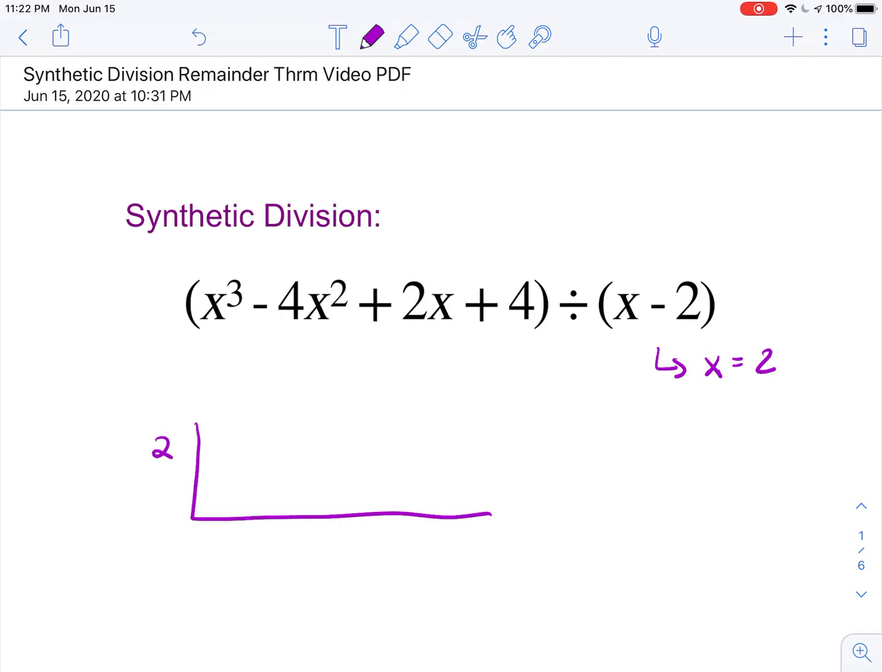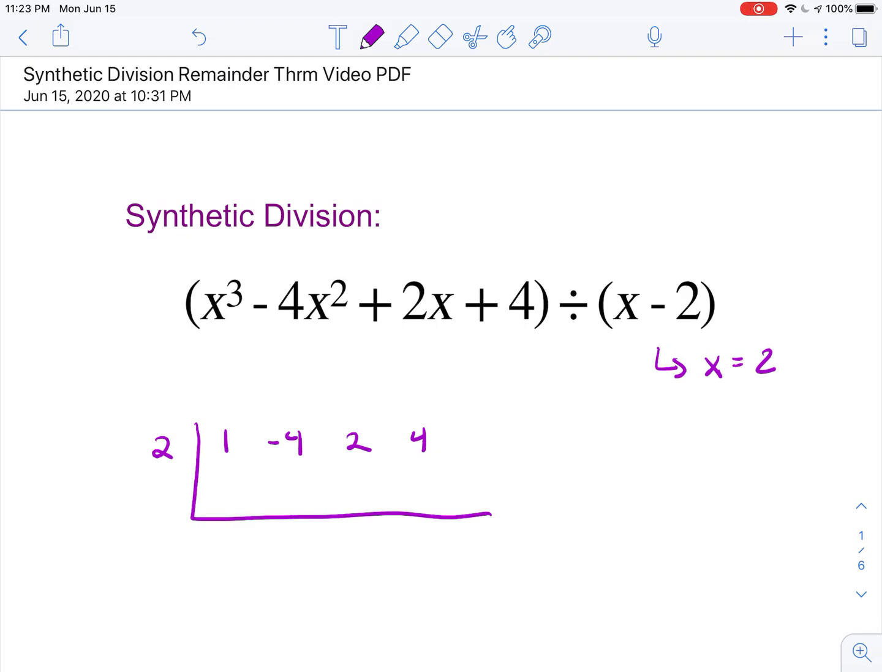Okay. Now, as for the polynomial itself that is being divided, we are going to take the coefficient of every term in order from exponents highest to lowest and write them on a line. So x cubed, the coefficient is 1. Minus 4x squared, the coefficient is minus 4. 2x, coefficient is 2. And the constant of 4 we bring along.